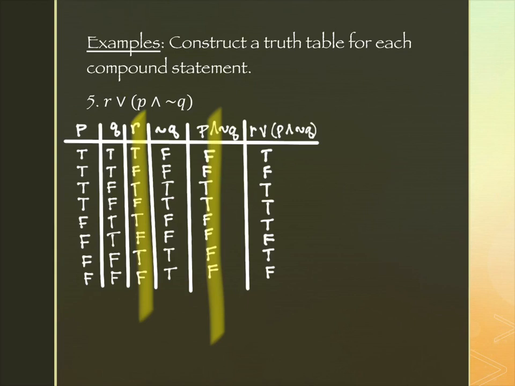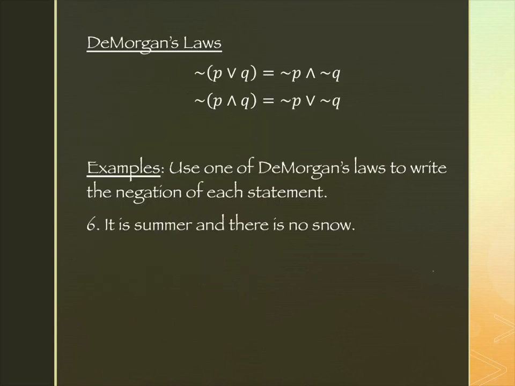All right, the last thing we're going to look at is the other half of the title of our section. What was the other half of the title of our section? Equivalent statements. So we're going to look at equivalent statements. In particular, they're credited to a mathematician named De Morgan. So these are De Morgan's laws.